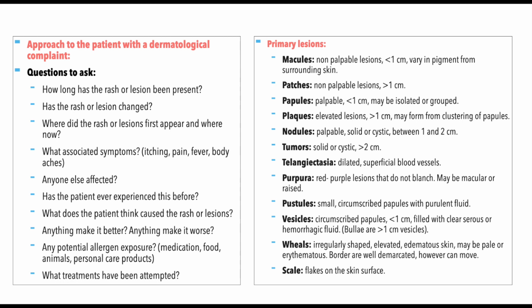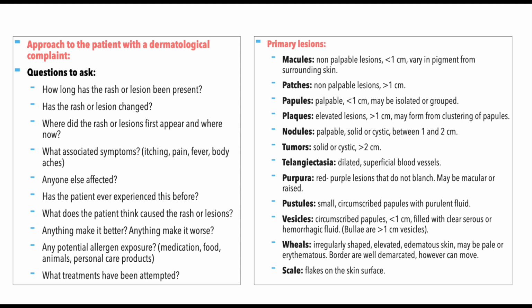Wheals are irregularly shaped, elevated, edematous skin. They can be pale or erythematous. The borders are well demarcated, however they can move as they change. And then scales are flakes that appear on the skin surface.